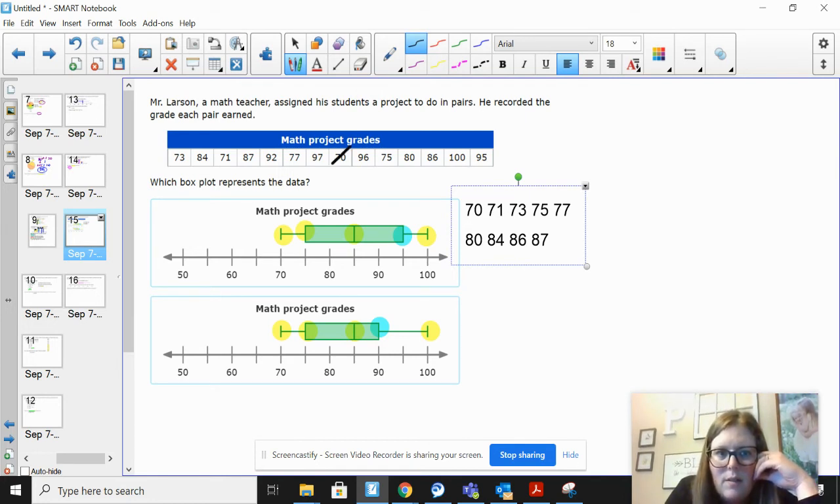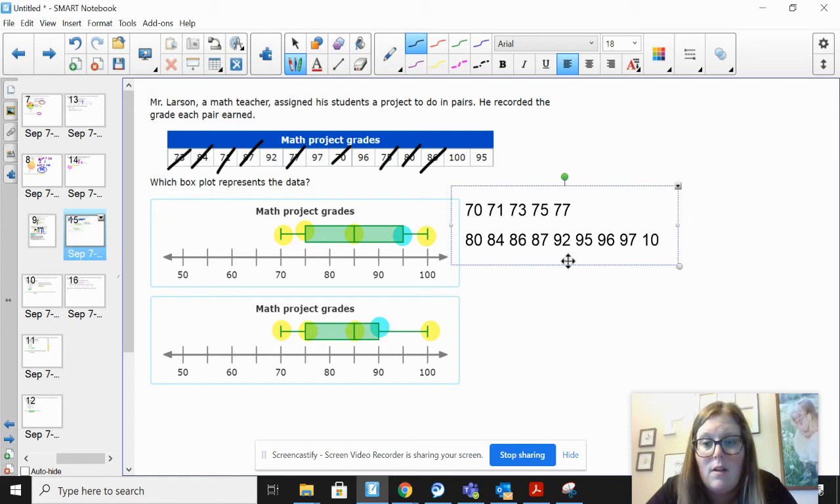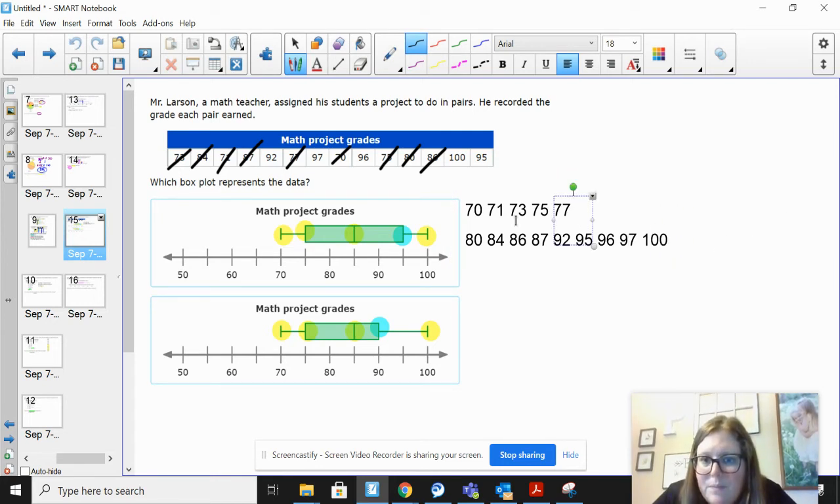So 70, 71, 73, 75, 77, 80, 84, 86, 87. All right, it helps me just kind of see it better, right? 87, so I have 92, 95, 96, 97, and 100. Whew, it's a lot to write down.